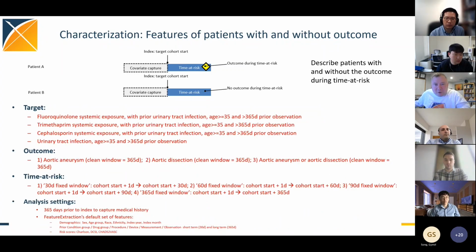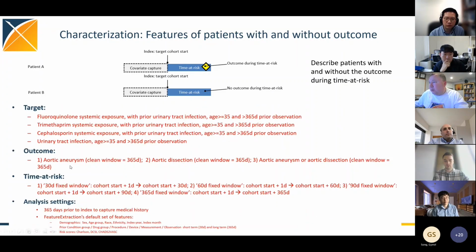What this will look like for our fluoroquinolone study, we will have a target cohort for fluoroquinolone, trimethoprim, with prior urinary tract infection, age greater than 35, and prior 365 days of observation. We'll also do that for the indication itself so that we can just understand whether the exposed people look fundamentally different than the entire indicated population of urinary tract infection. We'll also do this for all 3 of our outcome definitions.